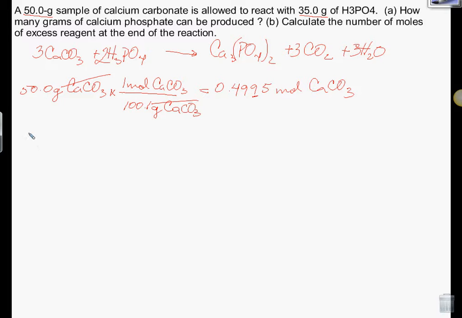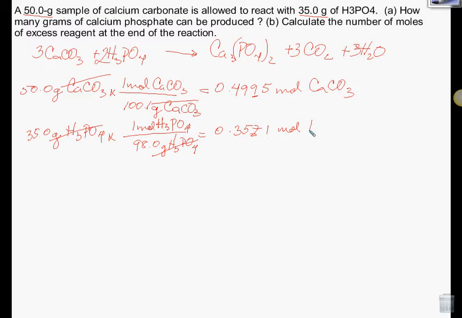And now we have 35.0 grams of phosphoric acid. So we convert it to moles. We say that 1 mole of phosphoric acid is equal to 98.0 grams of phosphoric acid. We cancel grams with grams, and we have that 35 divided by 98 is equal to 0.3571 moles of phosphoric acid.